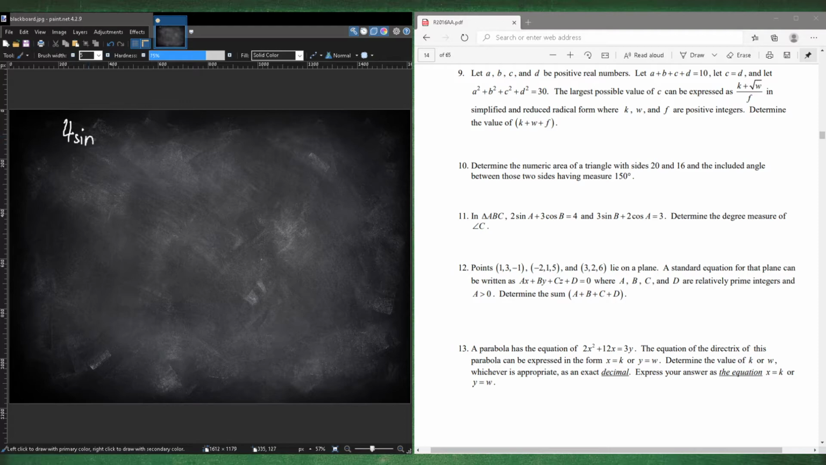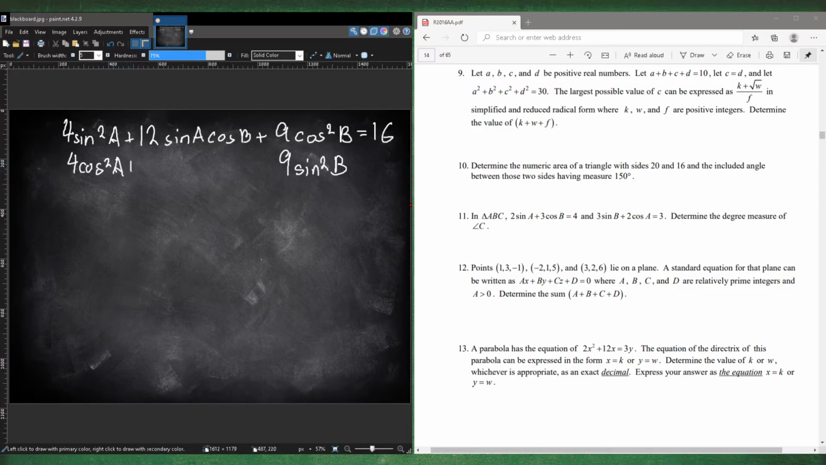So that is 4 sine squared of A plus 12 sine A cosine B plus 9 cosine squared B is equal to 16. And I'm going to square the second equation. So that will be 9 sine squared of B, and then we also have 4 cosine squared of A, plus 3 times 2 times 2 is 12, and then that will be sine of B cosine of A. And that is 3 squared, so that's 9.